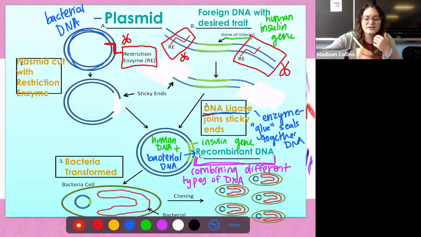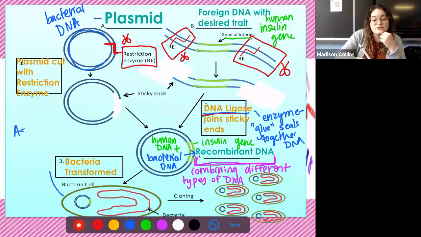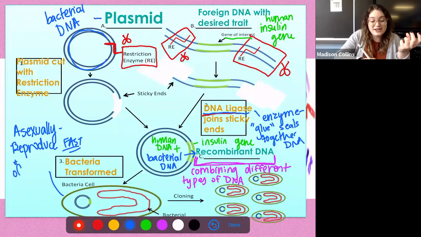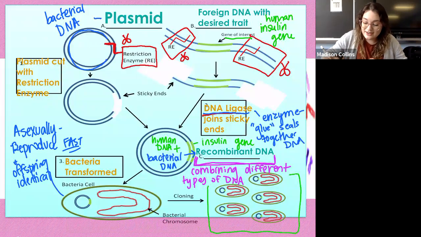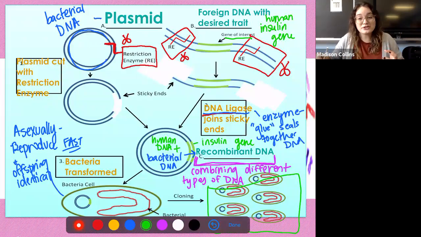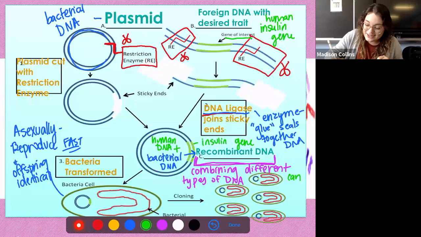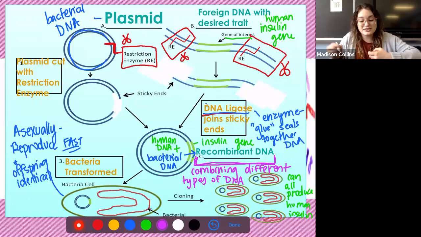Well, think about how bacteria reproduce, right? They actually reproduce asexually, which means two things. They reproduce fast, and all of their offspring are identical, which means that now all of these resulting bacteria can do what? They can all produce insulin as well, right? These can all produce human insulin. So this is how we have actually created the mass production of insulin.